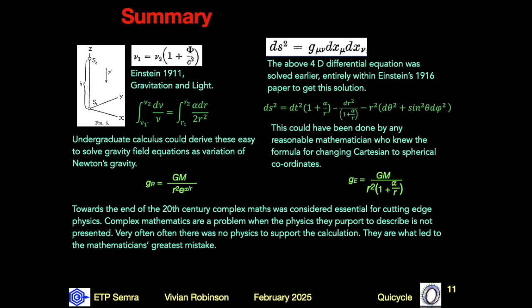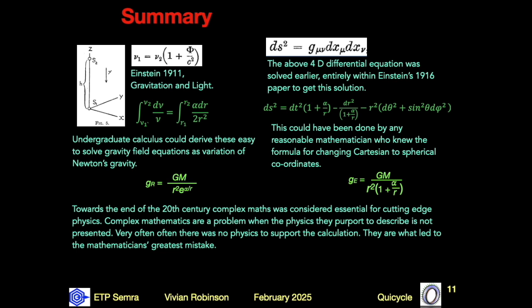The strange feature is that many seem not to recognize that any ds squared solution was the difference between Einstein's theory and Newton's inverse square law. The full solution to Einstein's gravity is given in this GE term. Both of these solutions used classical concepts to calculate what are called relativistic gravity effects. Had mathematicians recognized that simplicity, they should not have made the 1 in 10 to the 60 part of their greatest mistake. Toward the end of the 20th century, complex maths was considered essential for cutting-edge physics.